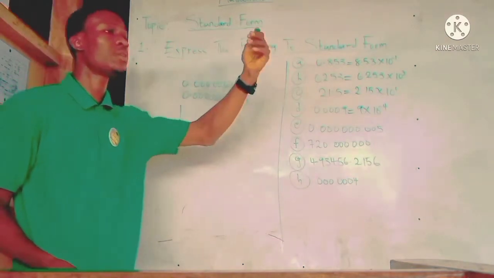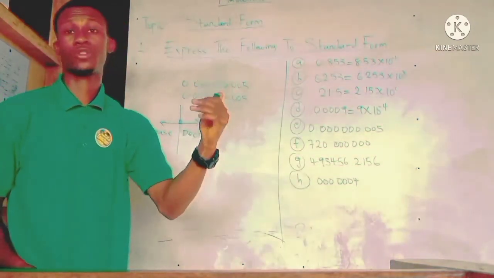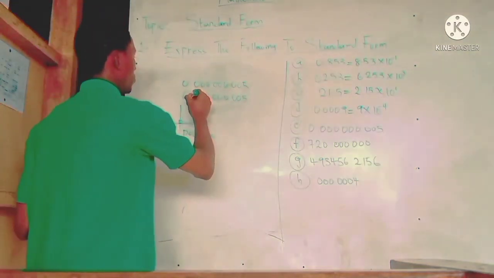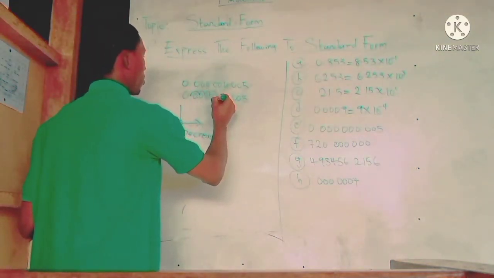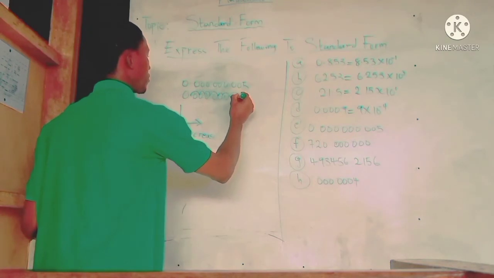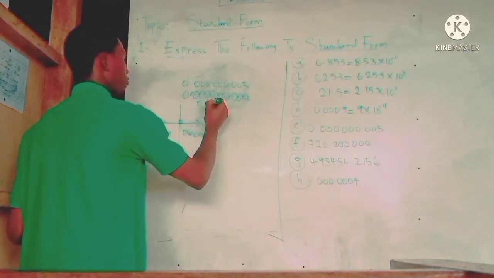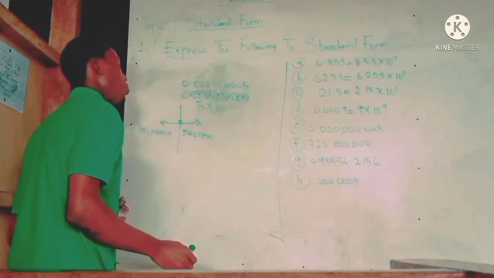So that means if you keep seeing zeros, you haven't arrived at the first number, because zero means nothing. So that means we're going to move 1, 2, 3, 4, 5, 6, 7, 8. So we stop here. So our answer becomes 5 times 10 exponent.